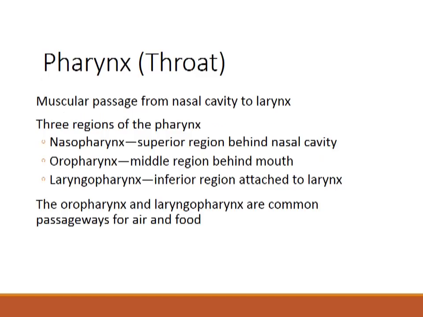Pharynx. So the pharynx is what we consider the throat, and it's just a muscular passage that goes from the nasal cavity down to the larynx. There's three parts of it. We talked about two of them when we talked about the digestive system, but the three regions are the nasopharynx, which is superior and behind the nasal cavity, the oropharynx, which is the middle region, and then the laryngopharynx, which is the inferior region that attaches to the larynx. The nasopharynx doesn't play any part in the digestive system, but the oropharynx and the laryngopharynx do.